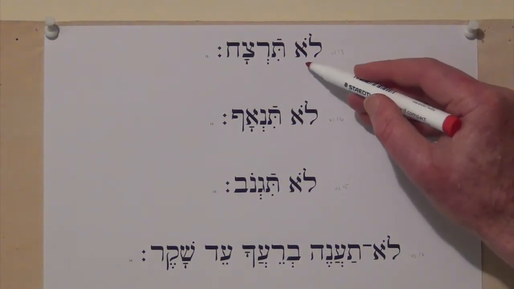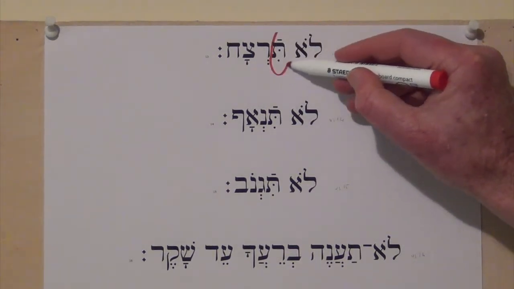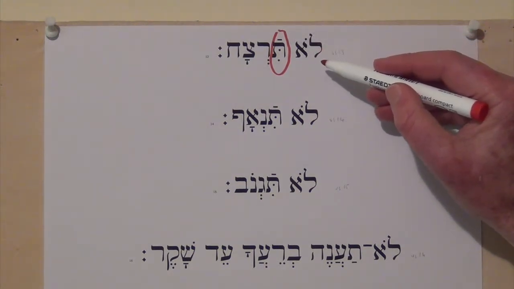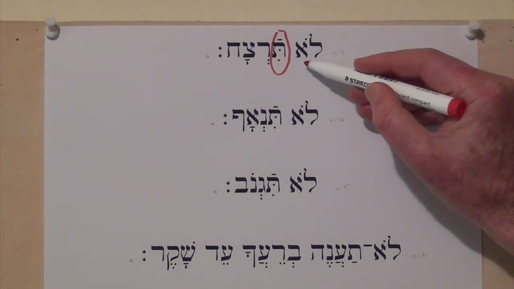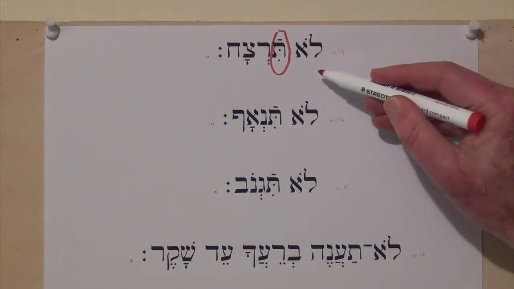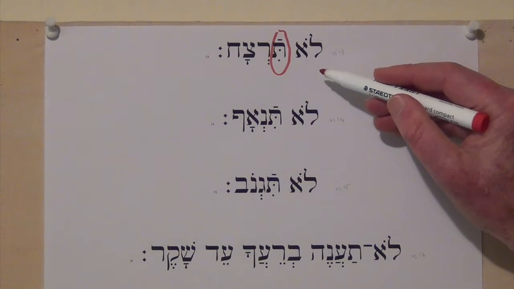So again, this is the imperfect. The commandment is expressed by the negative word "not" and the imperfect form of the verb, which again is why they're translated traditionally as "thou shalt not." And this one says, thou shalt not kill.